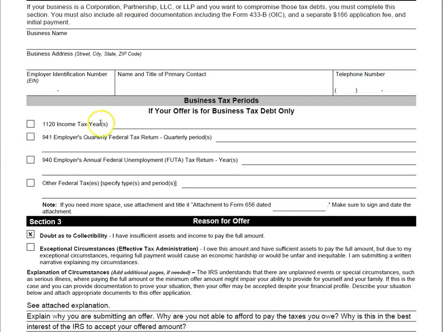Same thing down here. If you have these, you would type in the tax years. You would not type them in this way, where it says 2010-2015. Again, you would type them in the same way we did before, where you're listing out each individual year by itself. Again, you have 941, 940, or any other federal tax forms that you would have there.